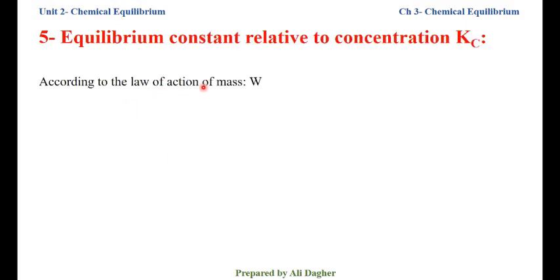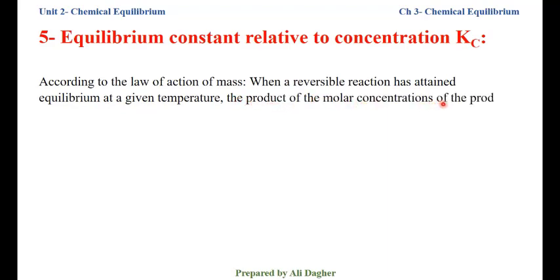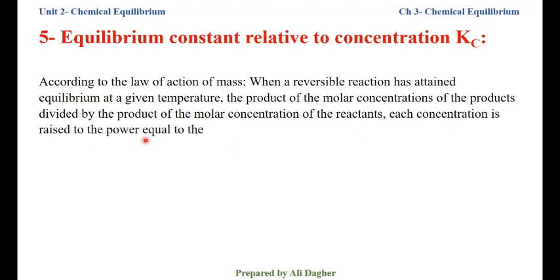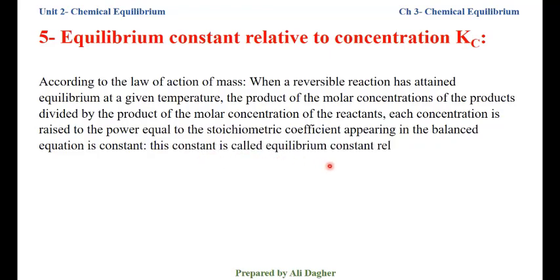According to the law of action of mass, when a reversible reaction has attained equilibrium at a given temperature, the product of the molar concentrations of the products divided by the product of the molar concentrations of the reactants, each concentration raised to the power equal to the stoichiometric coefficient appearing in the balanced equation, is constant. This constant is called the equilibrium constant relative to concentrations, Kc. That means what?